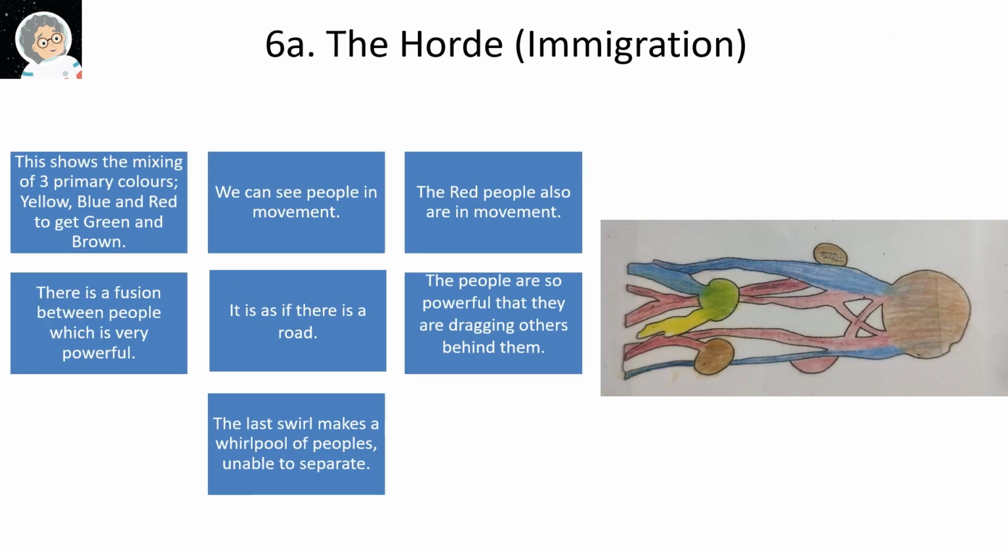6A. The horde, immigration. This shows the mixing of three primary colors, yellow, blue, and red, to get green and brown. We can see people in movement. The red people also are in movement. There is a fusion between people which is very powerful. It is as if there is a road. The people are so powerful that they are dragging others behind them. The last swirl makes a whirlpool of peoples unable to separate.